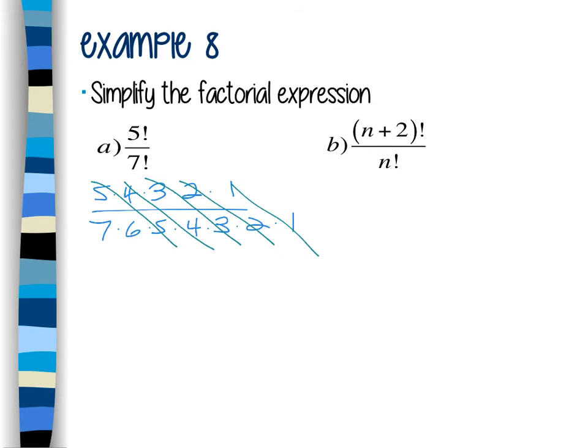So a shortcut to this is pick the larger of the two, whether it be in the numerator or the denominator, and break it down until you hit the smaller of the two. So I'm going to leave the 5 factorial by itself, and in the bottom I'm going to take 7 and say 7 times 6 times 5 factorial, because that would finish it off. Cancel these out, and I get 1 over 42.